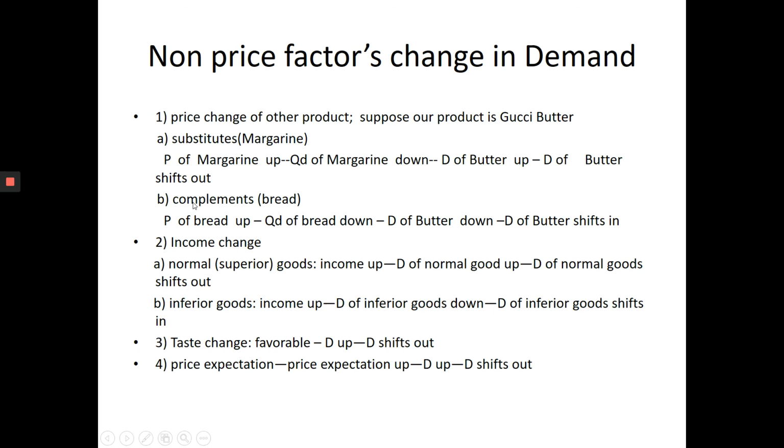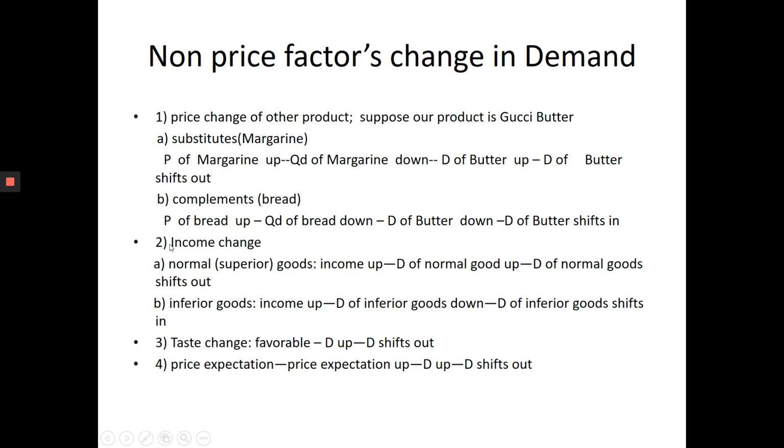On the other hand, if the price of bread, a complementary product, goes up, then the corresponding quantity demanded for bread will fall. Since you buy less bread, you realize you don't need as much butter either. So demand for butter will fall, not because the price of butter goes up, but simply because buying interest changed to demand less butter. Therefore, the demand schedule of butter shifts in.